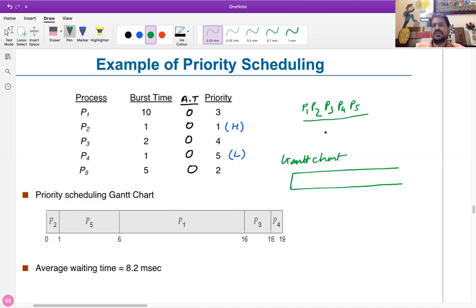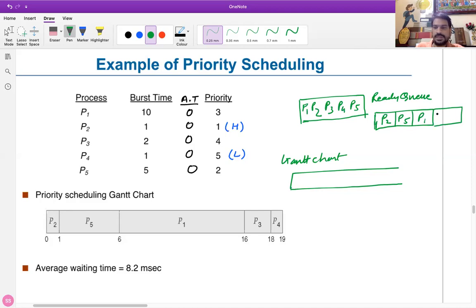Now all those processes we'll sort based on their priority. We'll put some sorting algorithm on that, and we'll make the queue. So this will become your ready queue. This particular scheduling algorithm will sort based on the priority. Which has the highest priority? Definitely P2. Then after that, P5 has the priority. Then P1. Then P3. And at last, we have P4. So based on the priority, we'll arrange it.